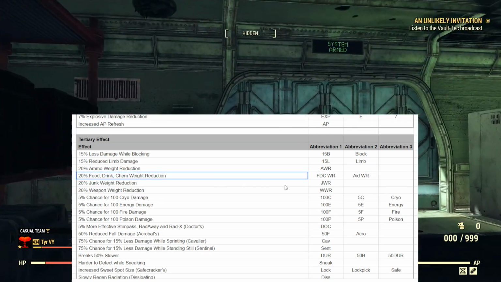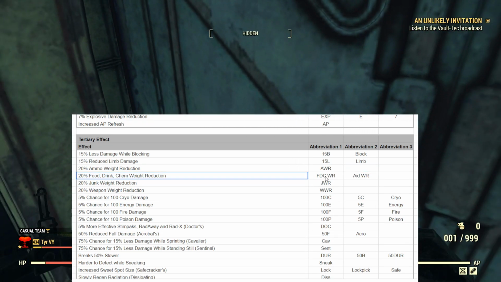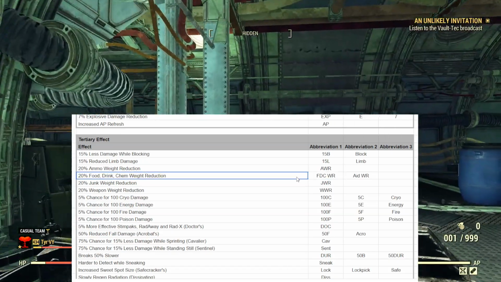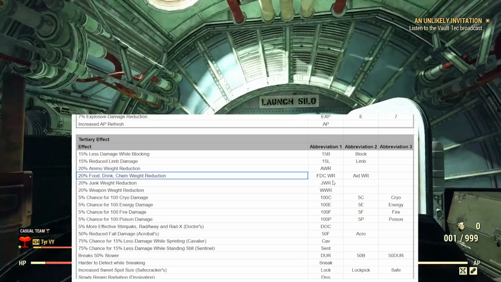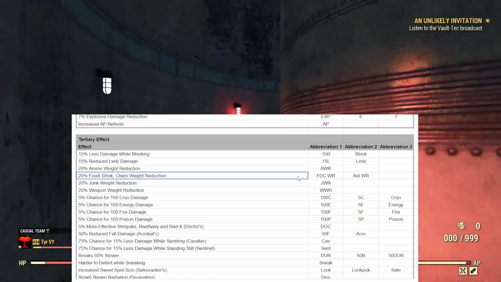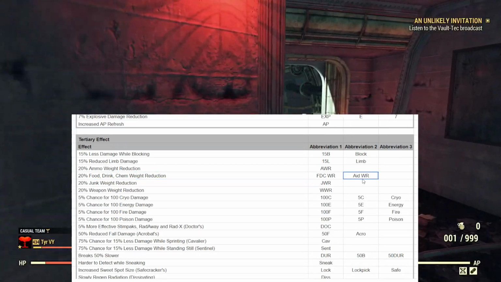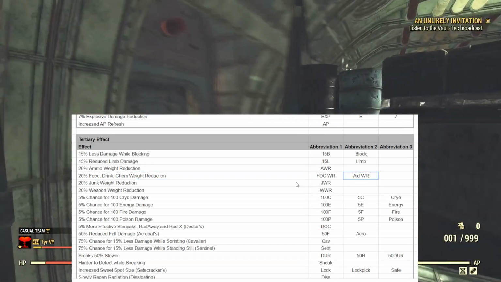Food, drink, chem weight reduction. This is always written as FDCWR, or 20 FDCWR will work as well. People know what you mean there. I never really see anyone write AWR, but that is an option.